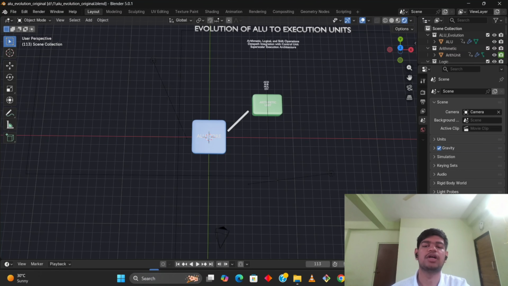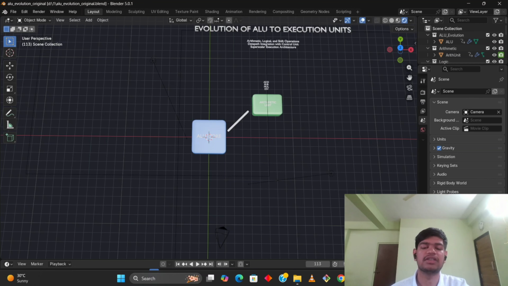Welcome to this deep dive into the art of the modern computer processor. At the core of every calculation, every decision, and every action a computer takes is an arithmetic logical unit, which is known as the ALU. In this presentation, we will explore the fascinating journey of how the traditional single-block ALU evolved into the highly complex pipelined execution units that power today's high-performance processors.